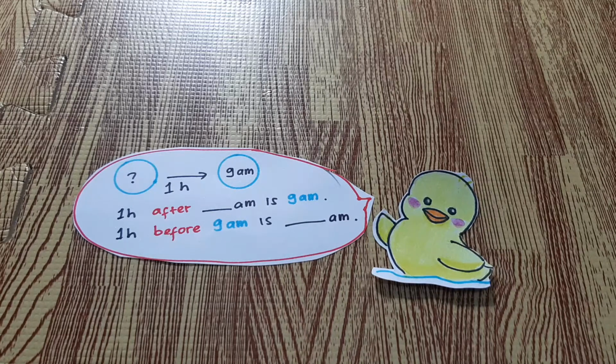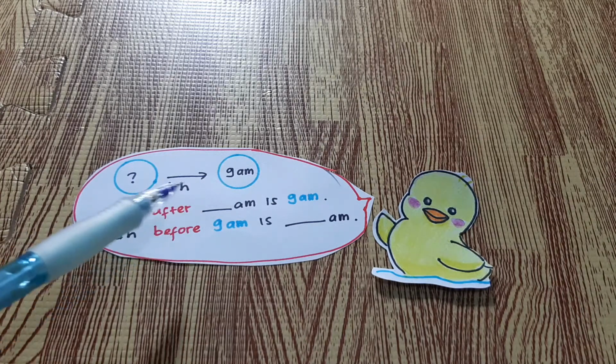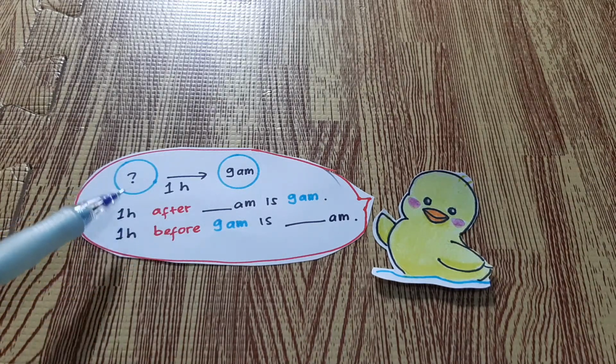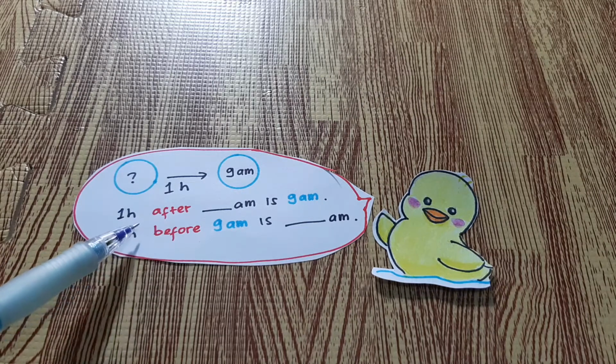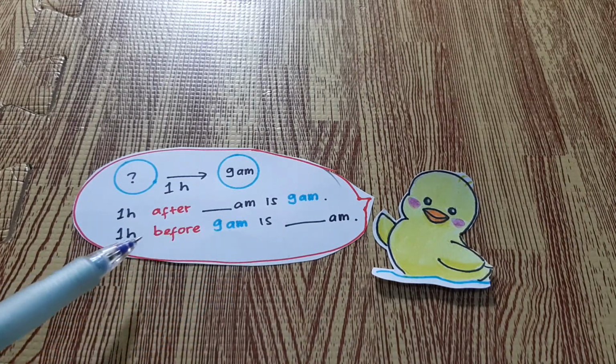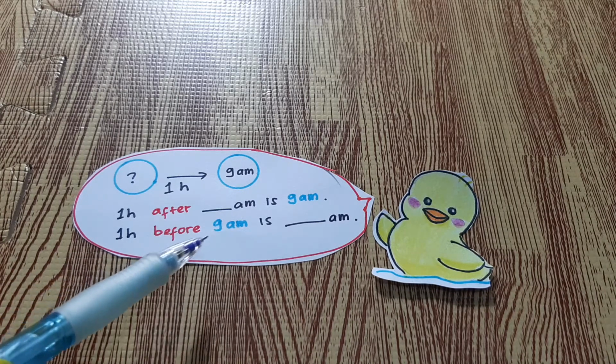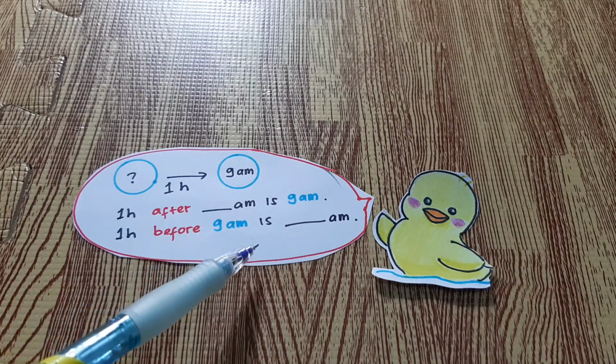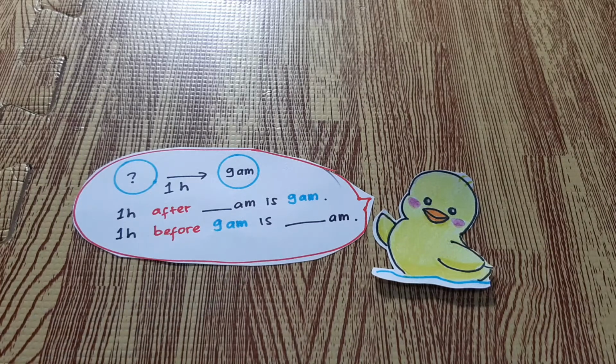How about this one? Can you answer it? Yes. 1 hour after blah blah blah is 9 a.m. So what is it? So 9 minus 1 is 8. So 1 hour after 8 a.m. is 9 a.m. 1 hour before 9 a.m. is 8 a.m. Okay?